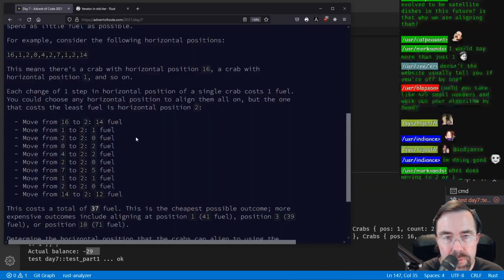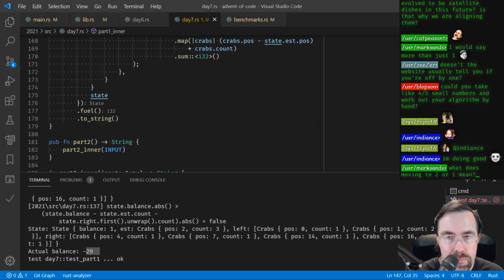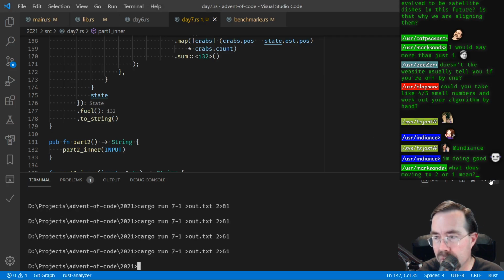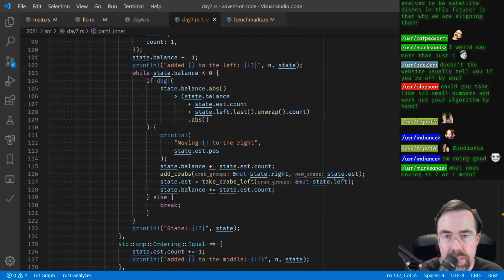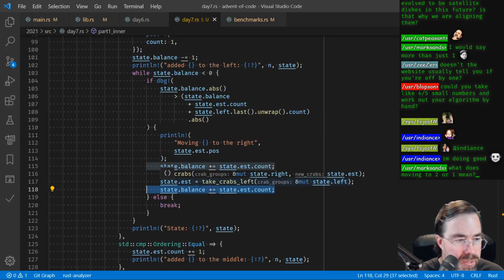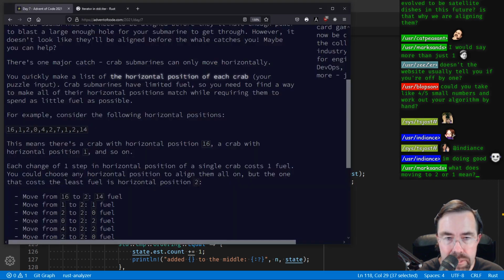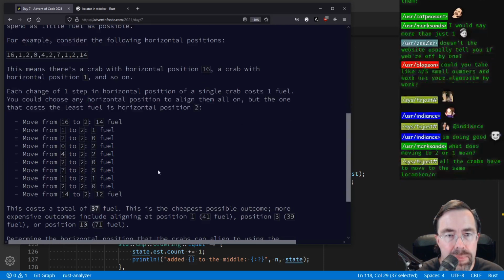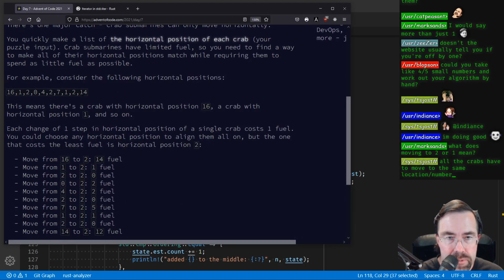So I just need to think of why these lines here are wrong, is what it is. The balance is not right. What does moving to 2 or 1 mean? What do you mean? Oh, you're supposed to line up all the crabs, right? So if the crabs are all in these positions and they can move left and right, but it costs fuel, then where do you line them up for the minimal fuel?